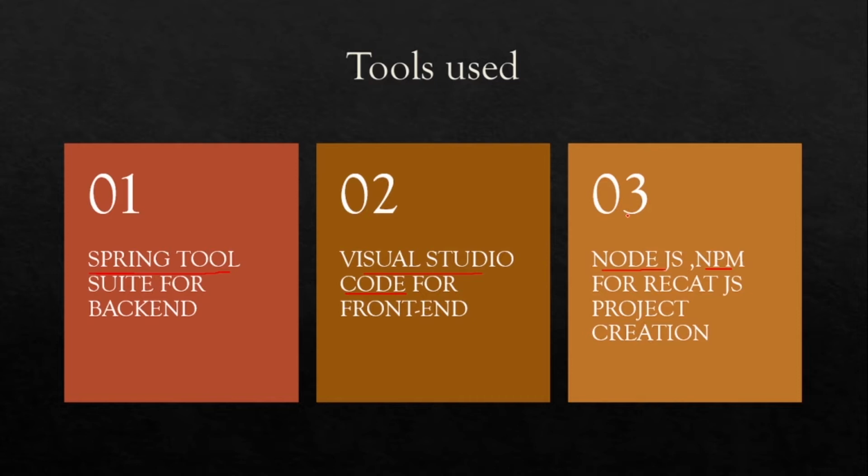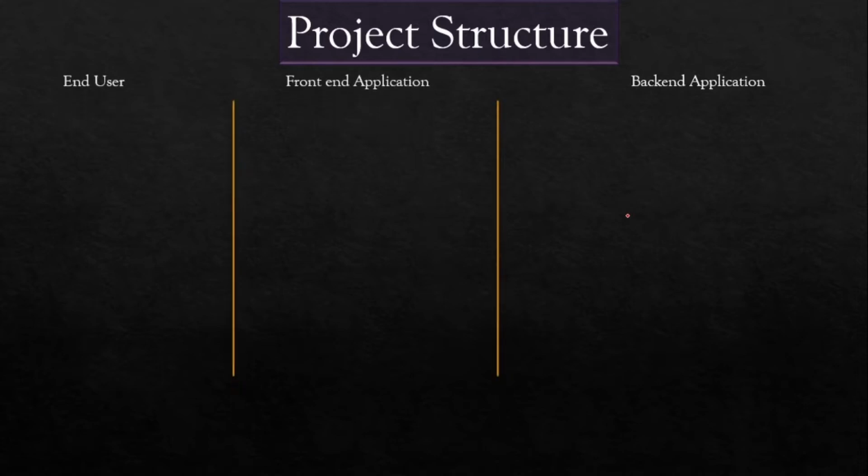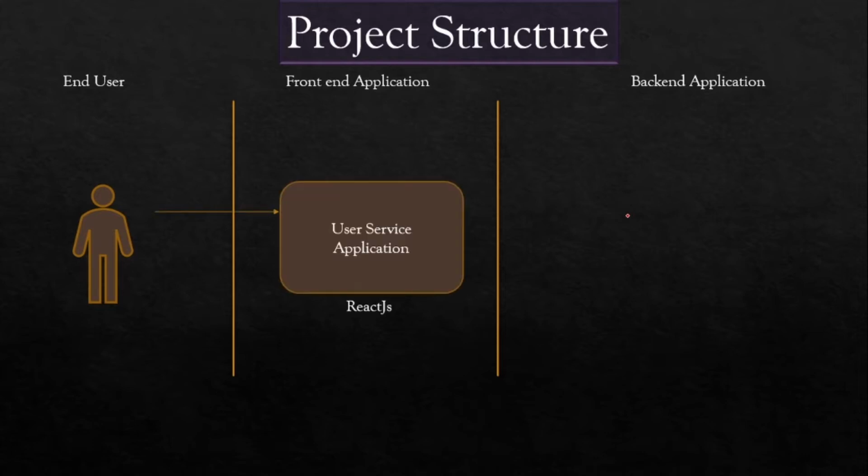So now let's look at the project structure that we have in here. So our project is divided into three parts: the back end of the application, the front end, that is React.js, and there will be an end user who is going to use this application. So if an end user is making a request, he will be getting a UI, right? So in the UI he is making one request, and the UI is our user service application.